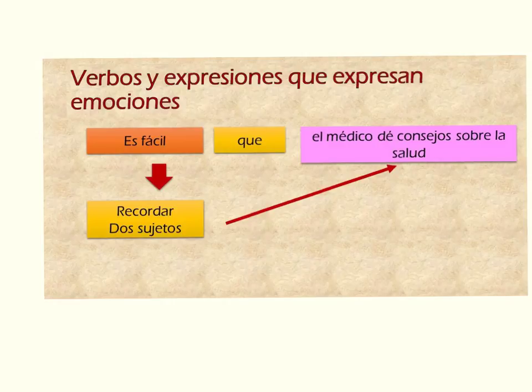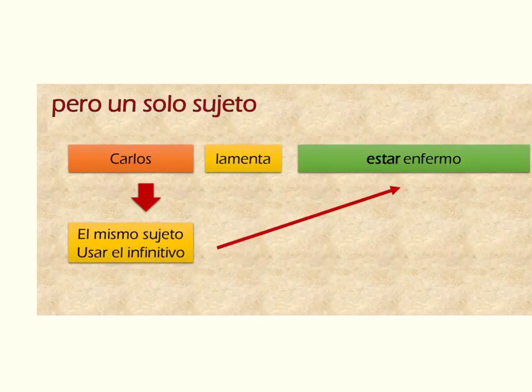in the subjunctive. Now, what happens when we only have one subject? Well, we already have talked about this. Carlos lamenta estar enfermo. When we have two verbs together and only a single subject, even if we have a verb that expresses emotion, a subjunctive trigger, we are not going to conjugate the second verb. We are going to leave it in the basic form, in the infinitive.